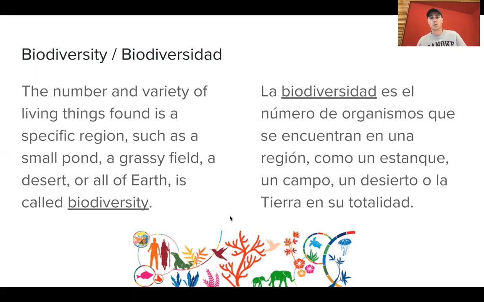When we say number, we're talking about how many organisms or how many living things are in an area. If we only have 2 or 3 or 4, even 5 organisms, that cannot be biodiverse because there are so few living things. When we start seeing more than 10, 20, or even more organisms, that's when we can start measuring biodiversity. The second important word here is variety.